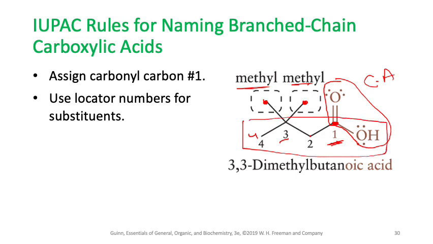This is your parent chain, right? So on the third carbon we have 2 substituents, 3, 3, because both of them are the same, methyl, methyl, dimethyl. How many carbons in your parent chain? 1, 2, 3, 4. 4 is butane, because this is a carboxylic acid, butanoic acid. So 3,3-dimethylbutanoic acid. So this is how you normally name it.